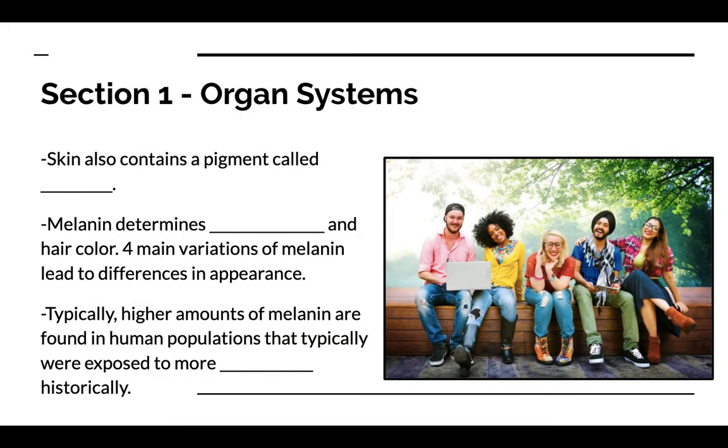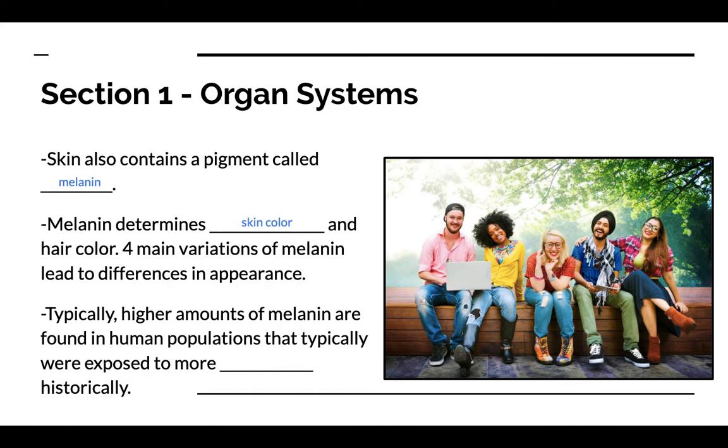And now specifically we'll talk about melanin. Again, that's a skin pigment. It determines both skin color and hair color, and there are 4 different variations of melanin, kind of chemical cousins to one another, that make up all the different traits that we see on our planet.